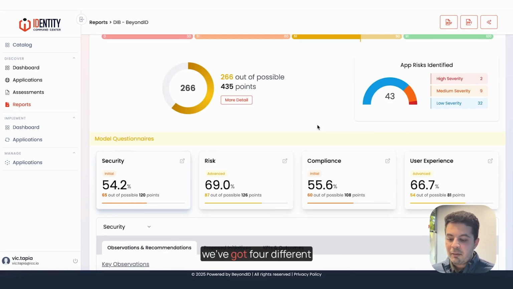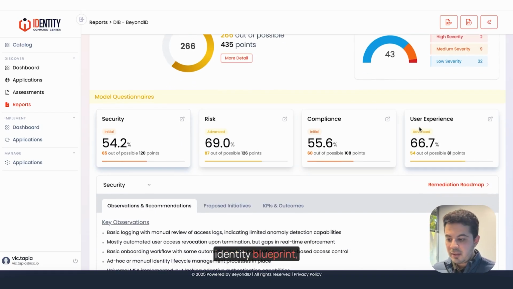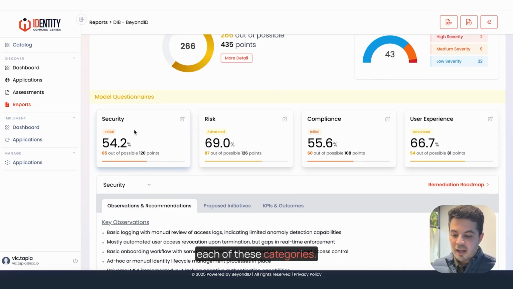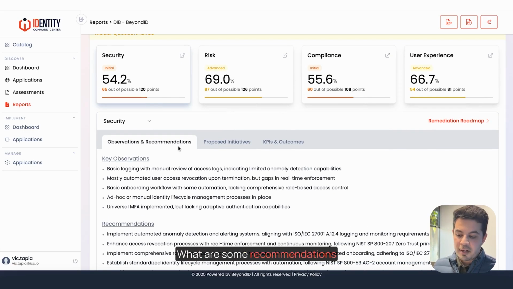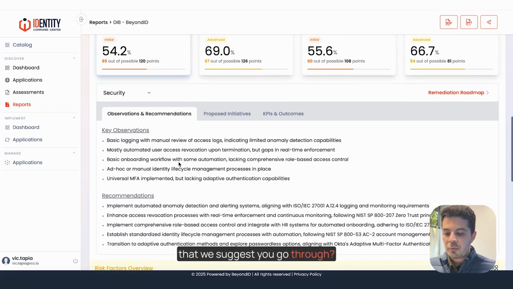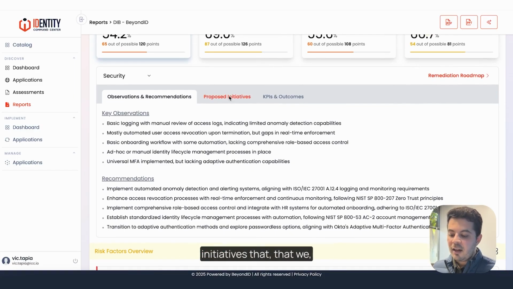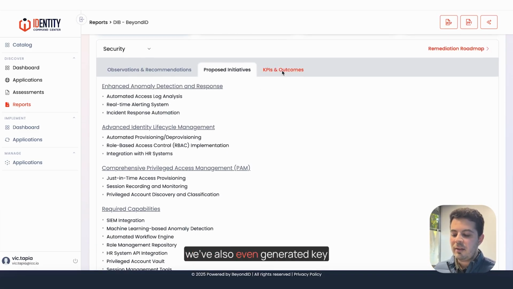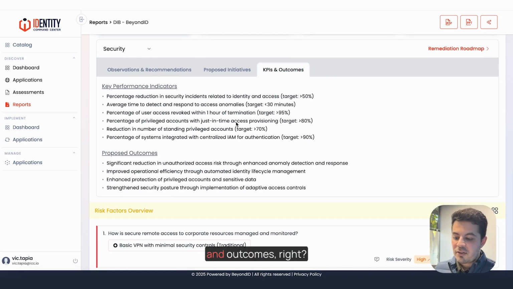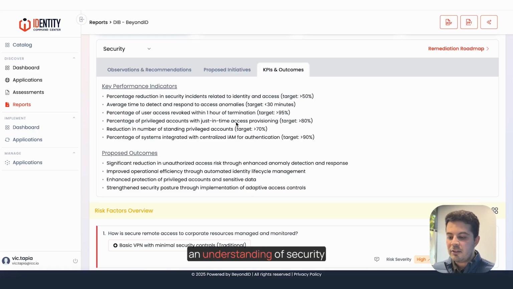So as I mentioned, we've got 4 different categories for a digital identity blueprint: security, risk, compliance, and user experience. And for each of the categories, we've actually identified some observations, right? What are some recommendations that we suggest you go through? What are some of the proposed initiatives that we should consider as part of maturing the program? And ultimately, we've also even generated key performance indicators and outcomes, right? So things that can really help solidify buy-in from stakeholders that perhaps don't really have an understanding of security or identity as a whole.